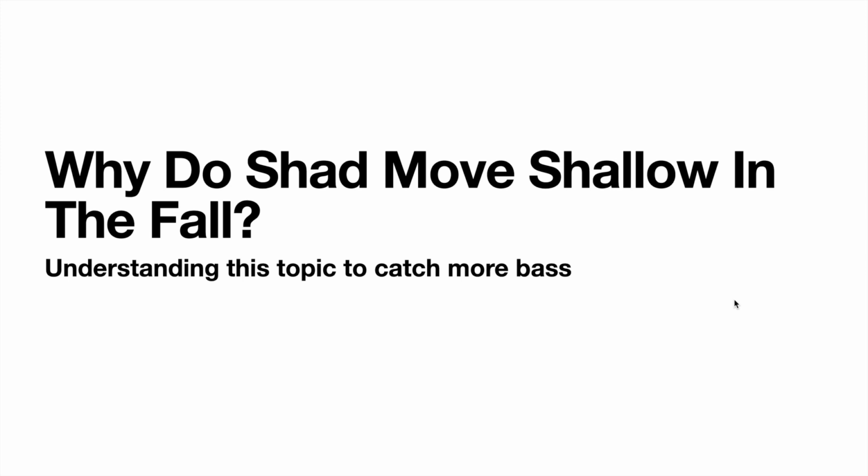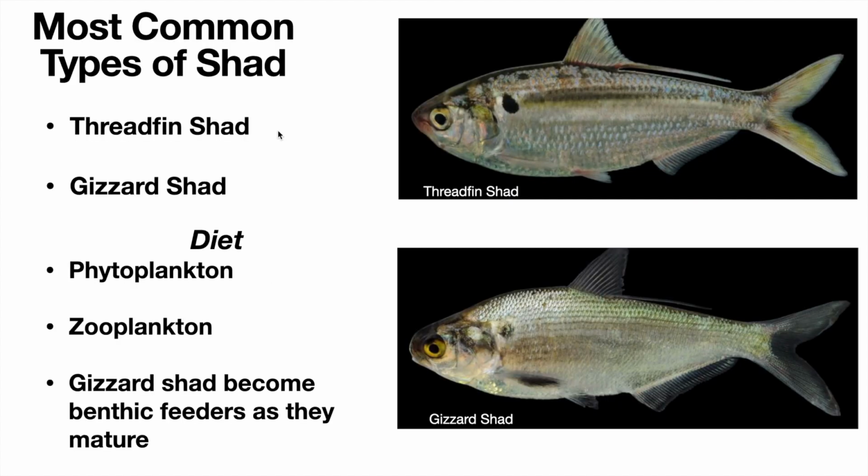So in this video, I'm going to go over a few reasons why a lot of shad move shallow in the fall, but then why some of them don't, and how the bass relate to their movements so you can target them effectively. We're going to talk about the two most common types of shad here, just to keep this simple, which is the threadfin shad and the gizzard shad.